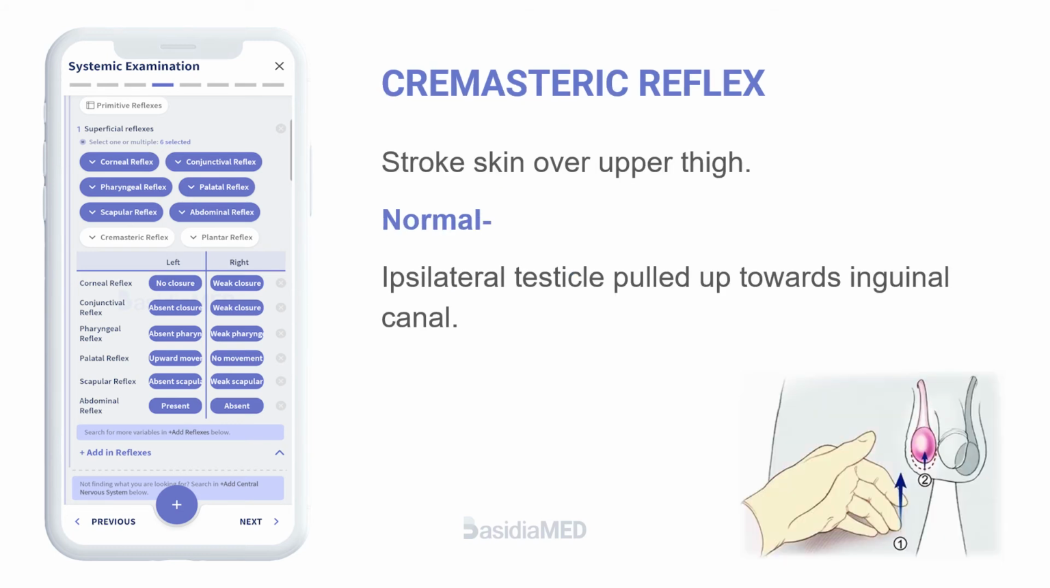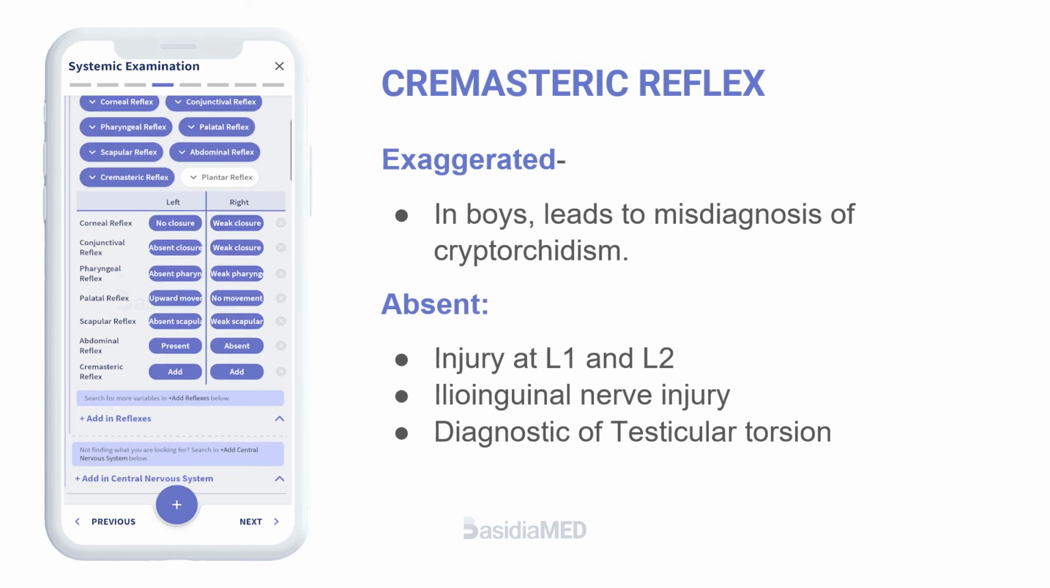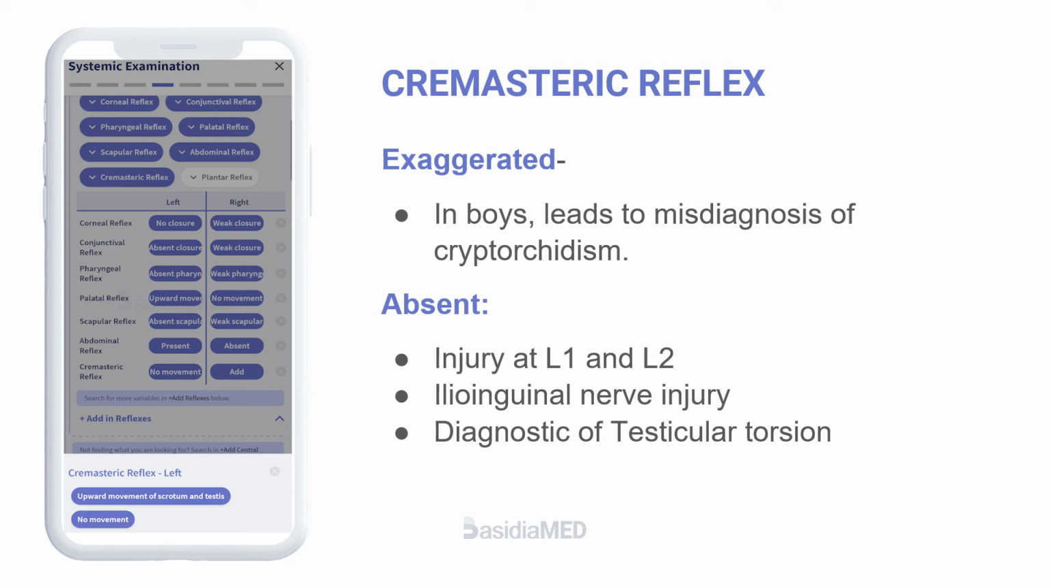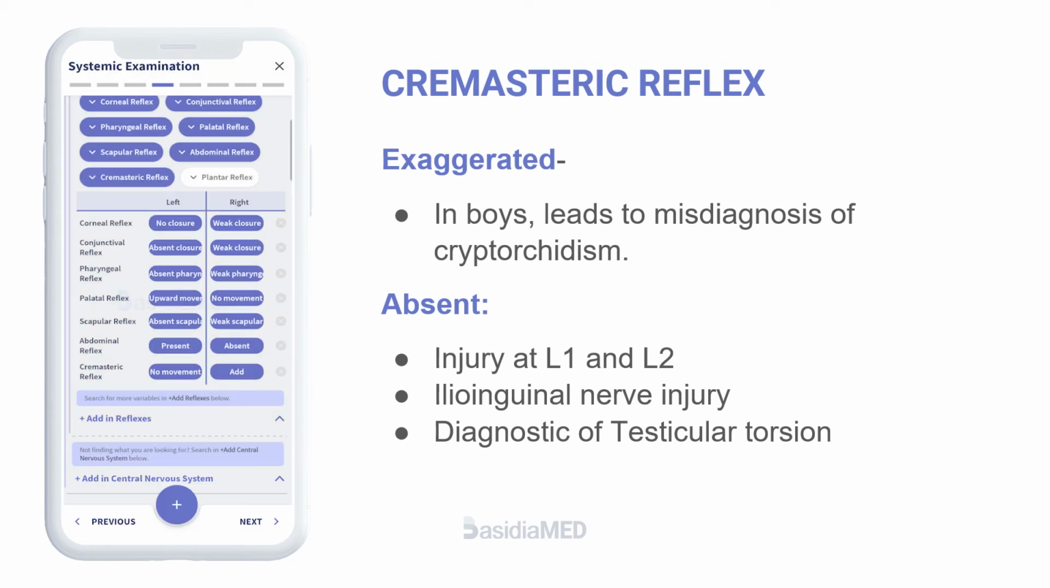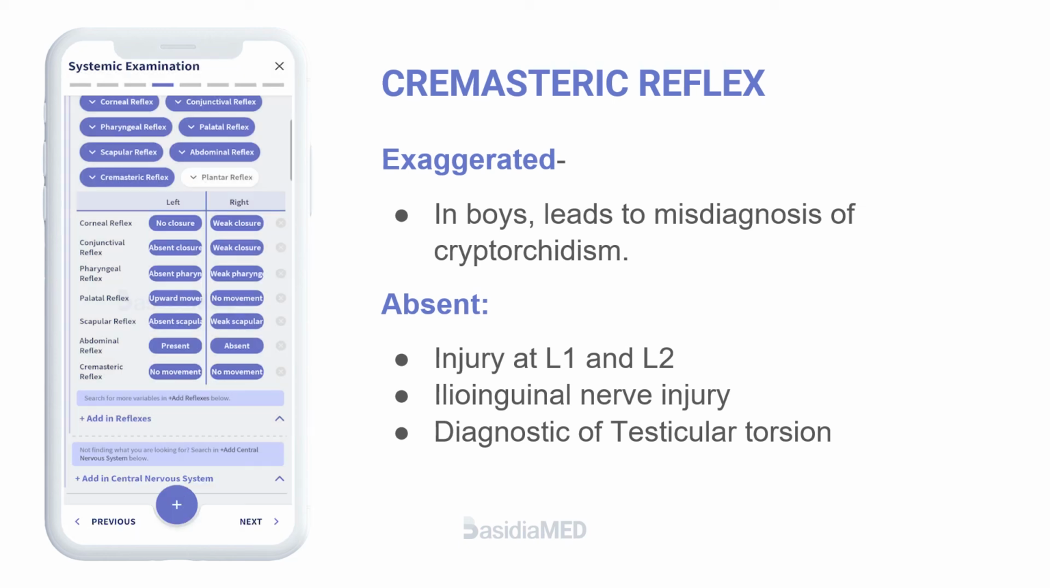Cremasteric reflex is performed by stroking the skin over the inner thigh. It causes the cremasteric muscle to contract and pull up the ipsilateral testicle toward the inguinal canal. Cremasteric reflex is exaggerated in boys, leading to misdiagnosis of cryptorchidism. It is absent in spinal injury at L1 and L2 and ilioinguinal nerve injury. Absent reflex is diagnostic of testicular torsion.